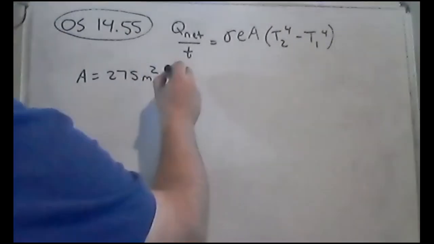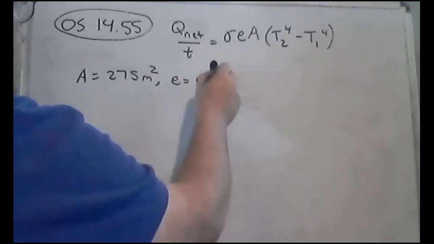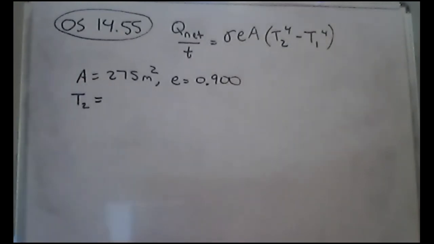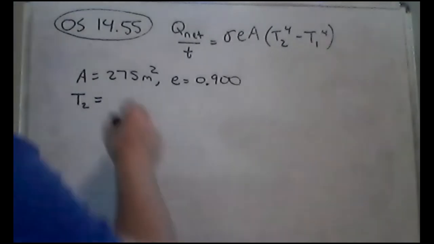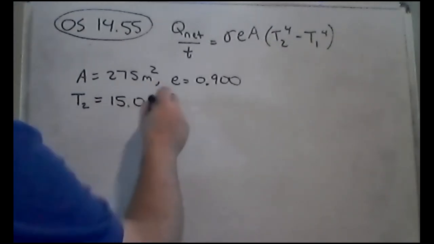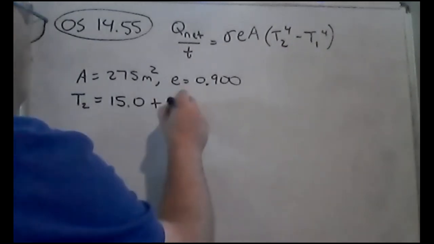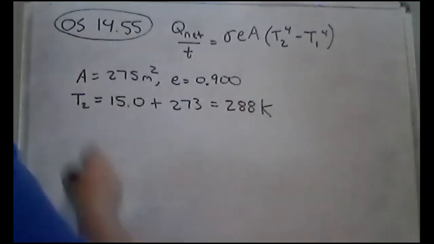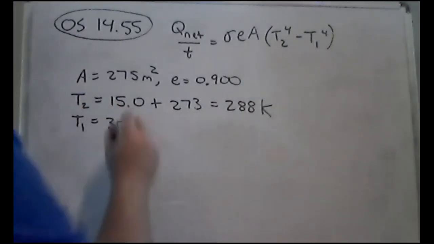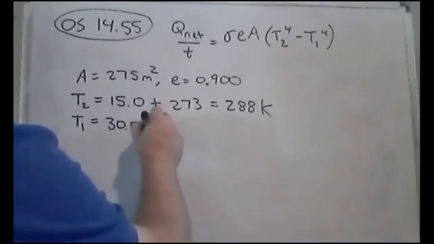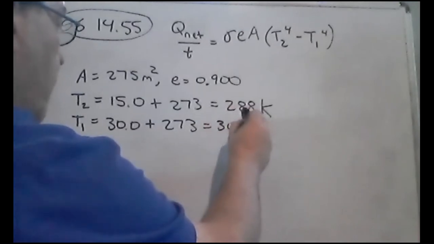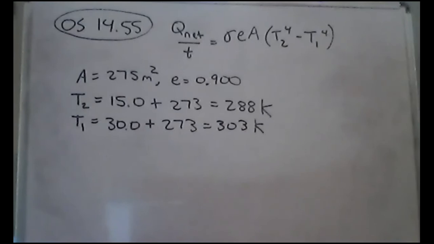The emissivity is 0.900. We have T2. Now, we have to put these temperatures in Kelvin. We have to do these calculations for radiation transfer, and they must be done in Kelvin temperatures. We're given 15.0, but remember, to go to Kelvin, you add 273. That gives you 288 Kelvin. You've got to use Kelvin temperatures. In the same case, T1, there we're given 30 Celsius, but again, we've got to go to Kelvin. This transformation is very simple. You just add 273 and you get 303 Kelvin. A little bit of work to convert to the right temperatures. Now we're ready to go.